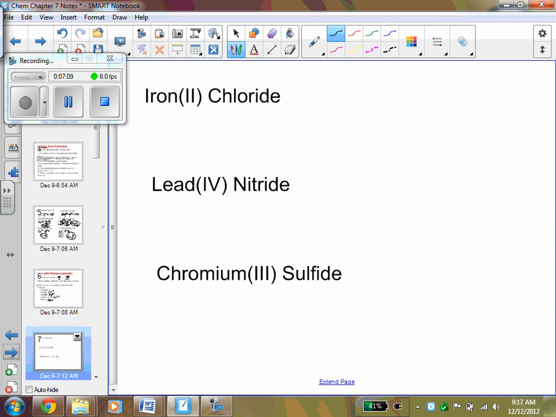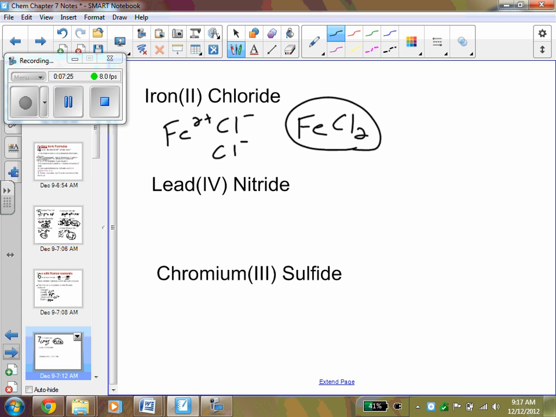Yes, here we go. Iron 2 chloride. So iron 2 must be Fe2+, and chloride must be Cl- when you look that up. So if I'm going to do that, I need a couple of Cl minuses. So I have 1 Fe, and I have 2 Cls, FeCl2. Okay, lead 4 nitride. Lead 4, oh, this one might be a little bit tougher.